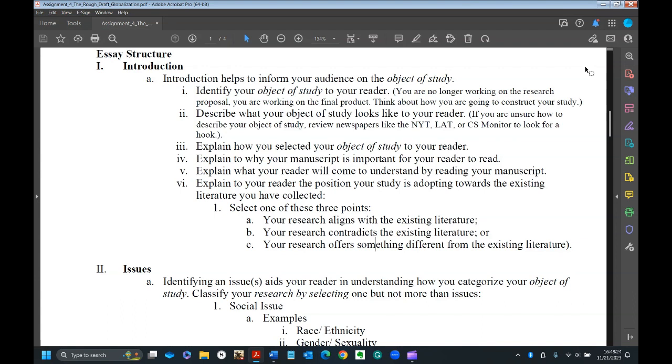So what you're going to do, as you did for me in assignment two, is identify what your object of study is. But I also want you to pay attention to the parenthetical comment where I wrote, "You are no longer working on the research proposal. You are working on the final product. Think about how you are going to construct your study."